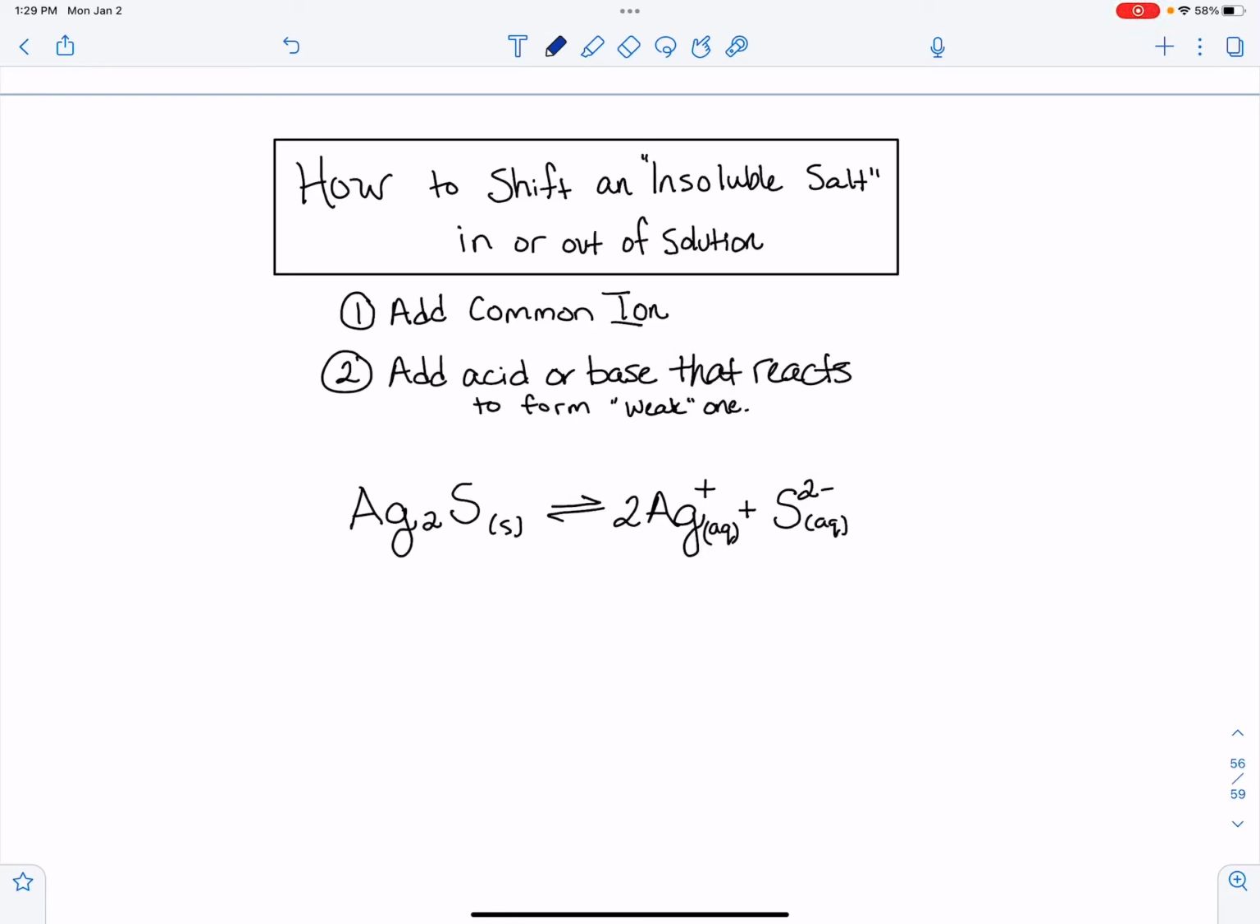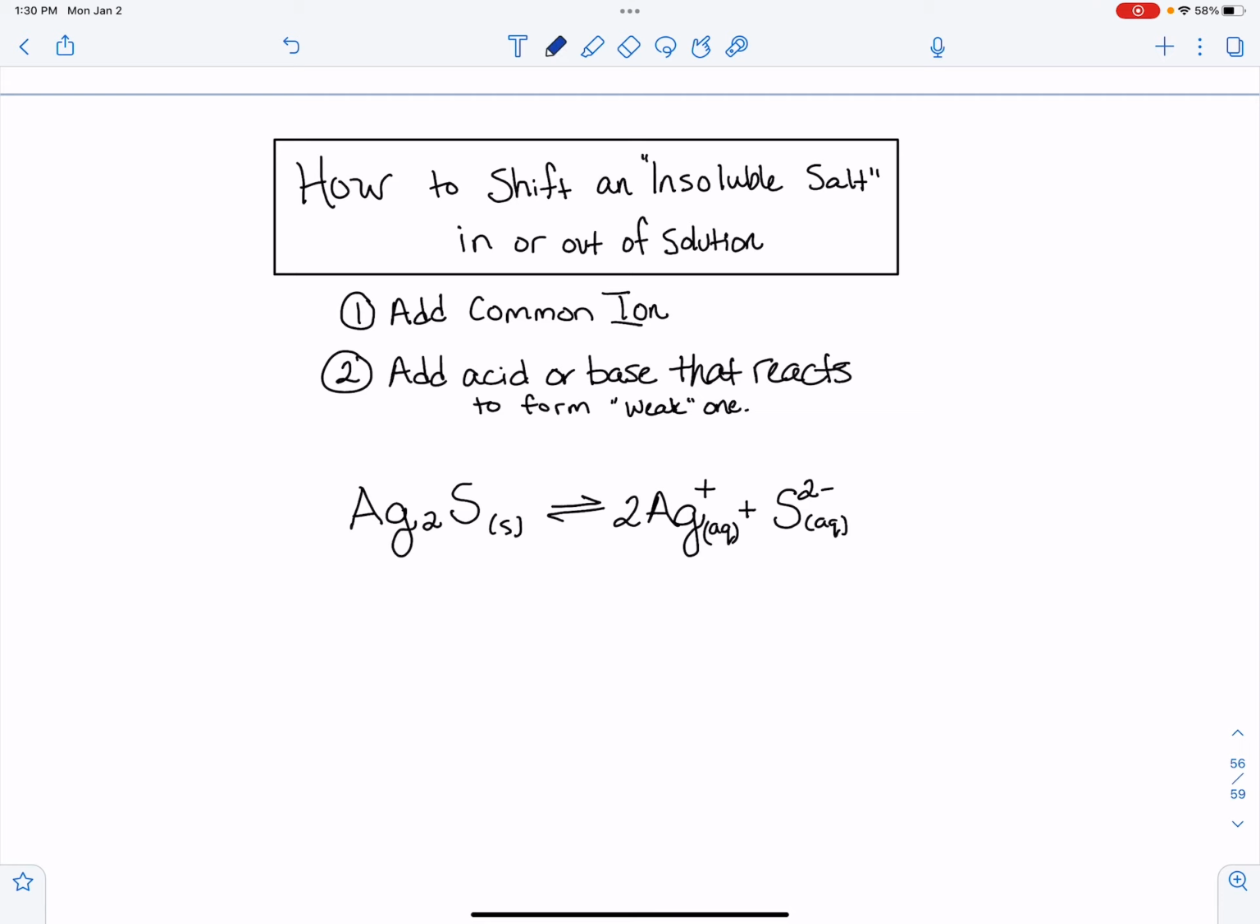So earlier this semester, you learned about shifting equilibrium. And what you learned was that if you were to increase something here, it'll shift the equilibrium that way. But in contrast, if you were to decrease it, it shifts the equilibrium this way. So increasing something makes it go away, and decreasing basically shifts the equilibrium towards what you've decreased. Those two principles are what shifting equilibrium using common ions or acid or base are built on.